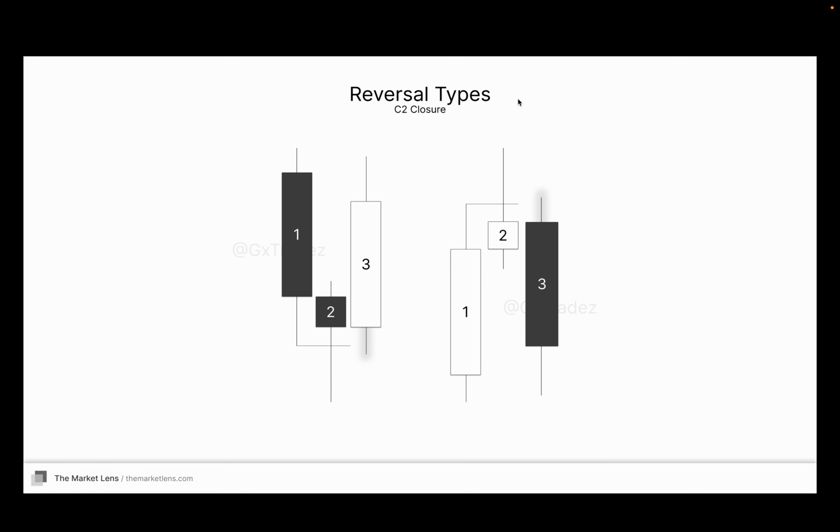So first thing we must understand is the different types of swing points, right? So we're always confirming a reversal with a swing point. So let's get into those different types.